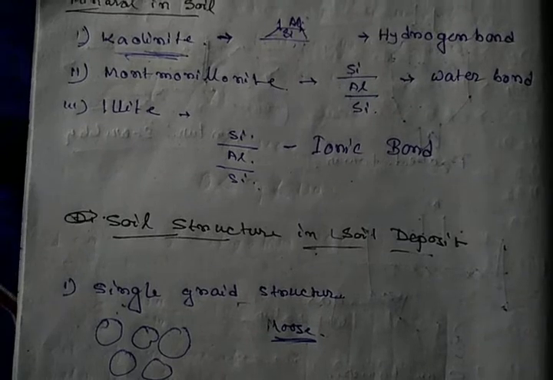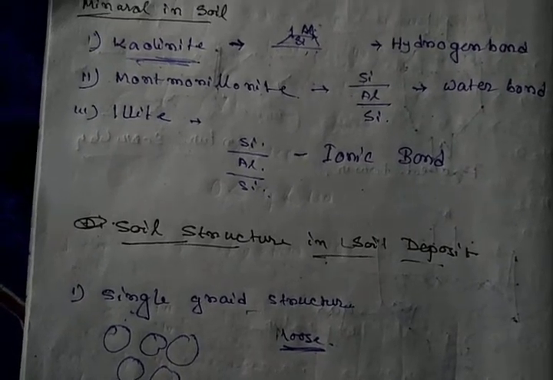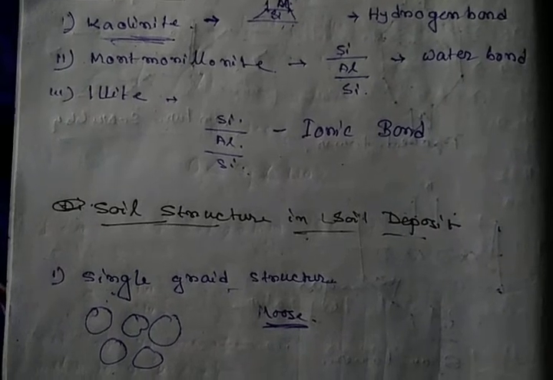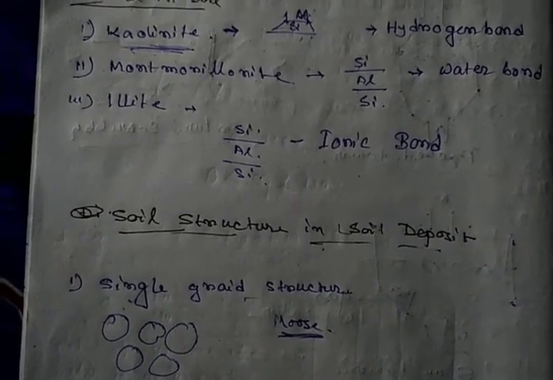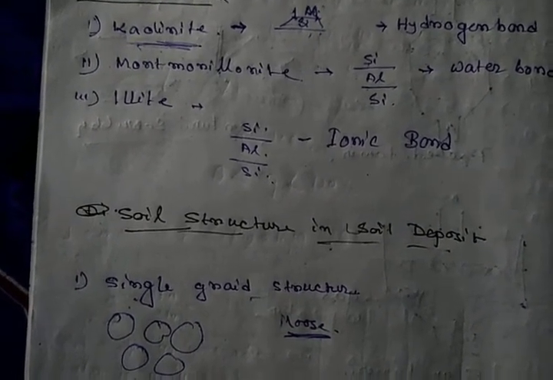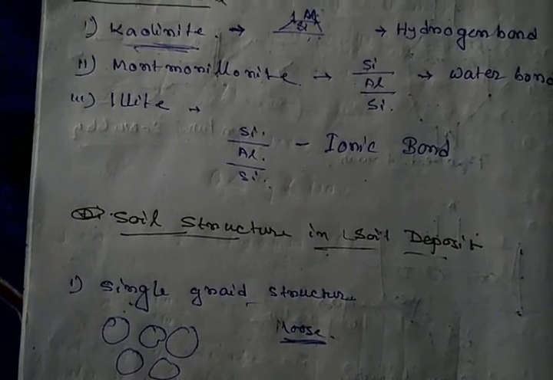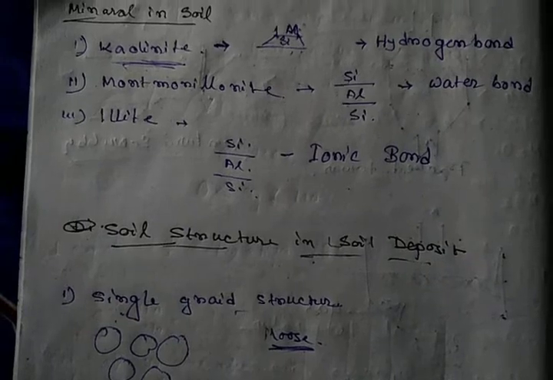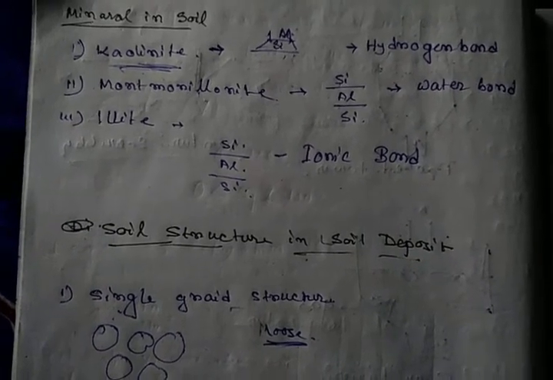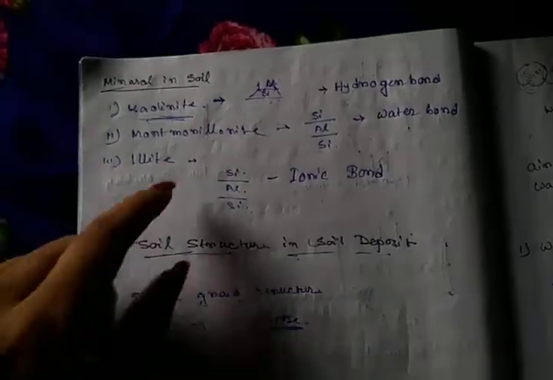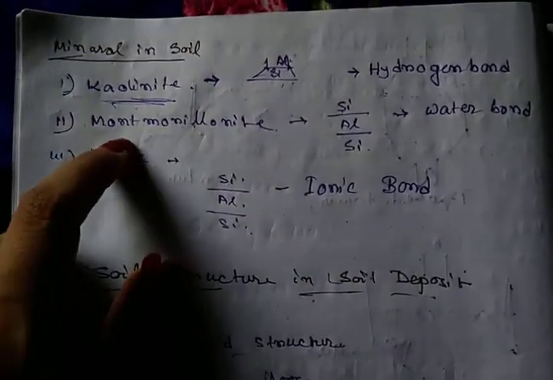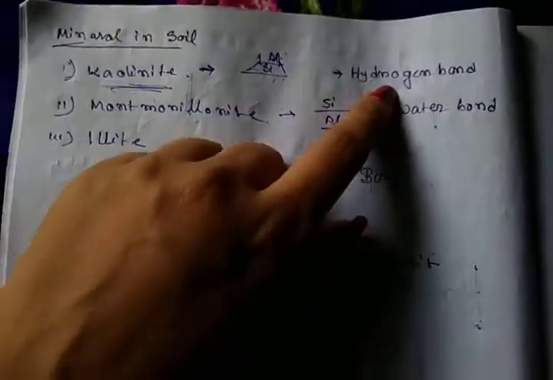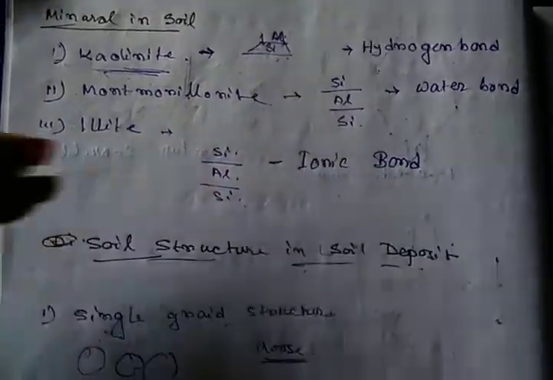And after this is the mineral illite. Illite has an ionic bond. The illite name came from Illinois, and this ionic bond strength is medium. And very important in mineral names is montmorillonite, which is a water bond. So kaolinite is a hydrogen bond, montmorillonite is a water bond, and illite is an ionic bond.